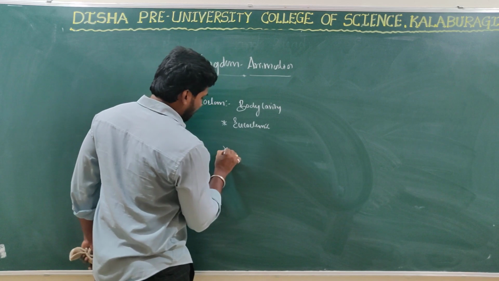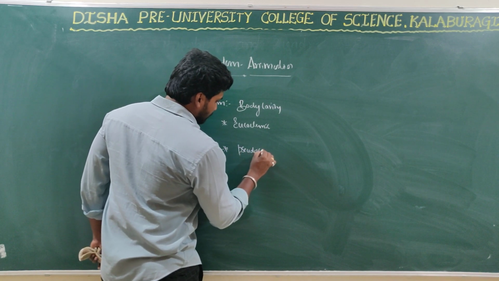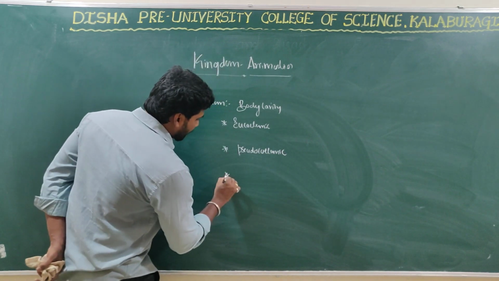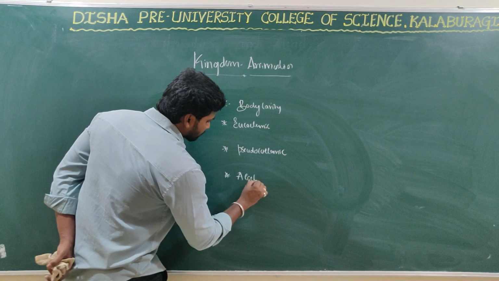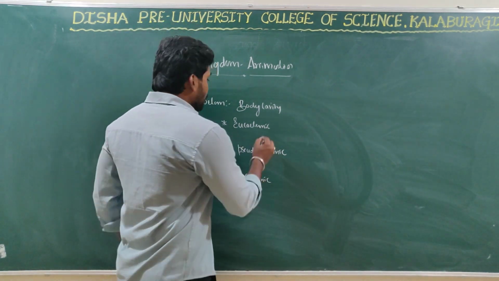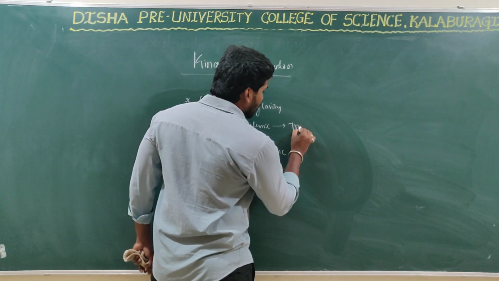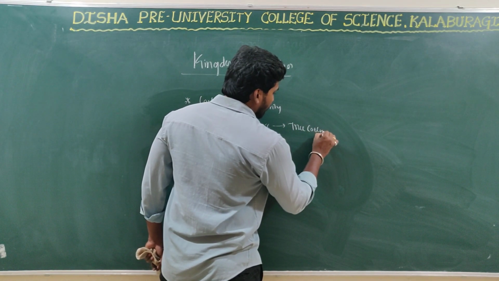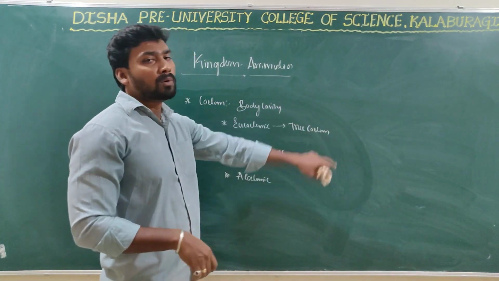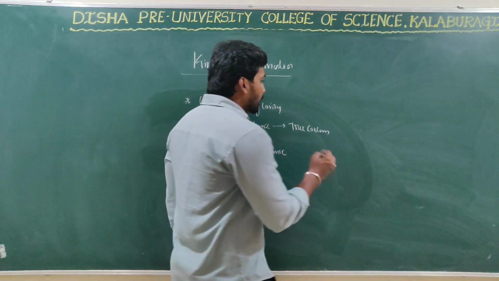eucoelomic, pseudocoelomic, and acoelomic species. Eucoelomic species are the species which are having true coelom. They are having the proper coelom. How exactly are we going to tell that it is a proper coelom?